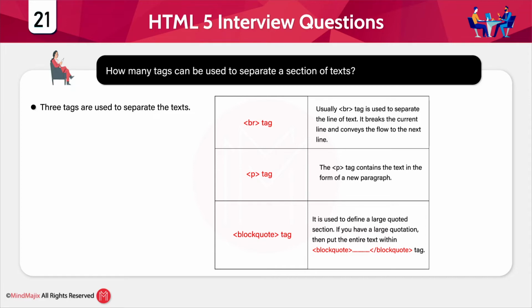And the paragraph tag is there. Another tag is paragraph. It contains the text in the form of a new paragraph. This is how we can separate a section of text. And a block quote is also there, which is used to define a large quote section. If you have a large quotation, then put the entire text within the opening and closing block quote. These are the three tags by which we can separate a section of text: line break, the BR tag, paragraph, and block quote.